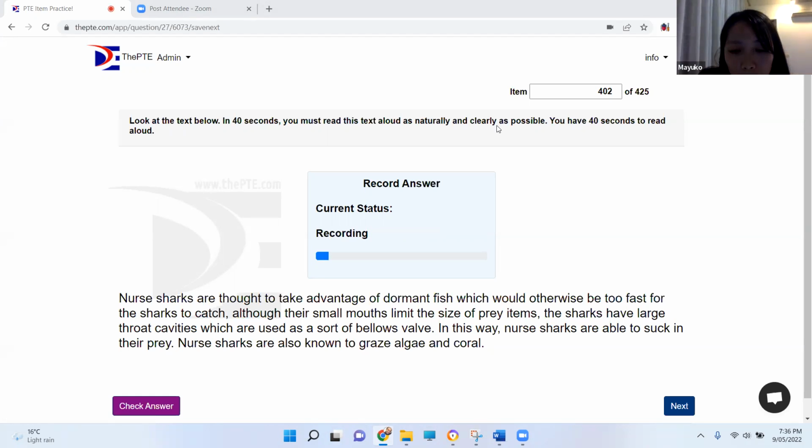Cheeks are thought to take advantage of fish which would otherwise be too fast for the shark to get. Although their small mass limits the size of prey items, the shark has a large throat cavity which is used as a sort of bellows valve. In this way, nurse sharks are able to suck in their prey. Nurse sharks are also known to graze on algae and coral.